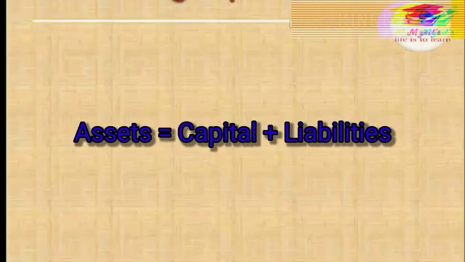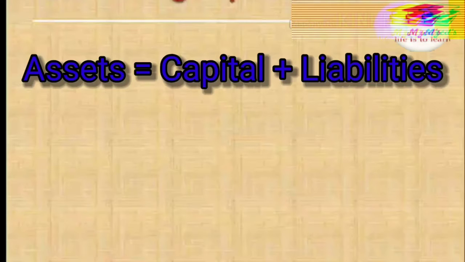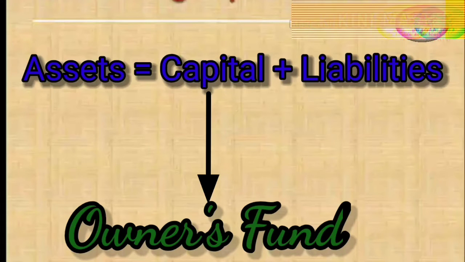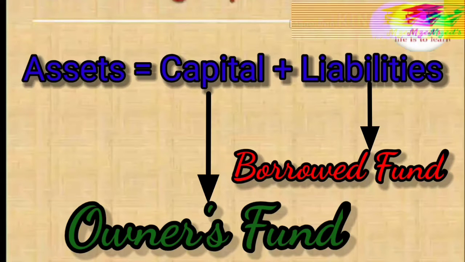Accounting equation. This is a very important equation. With the help of this we test all the accounting transactions or the financial transactions of a business. All the transactions must result in assets equal to capital plus liabilities. Assets, we know, are all the properties, and the capital means owner's fund, that means the proprietor's fund, and the liabilities means borrowed fund, that means the fund which is taken from outside of the business.